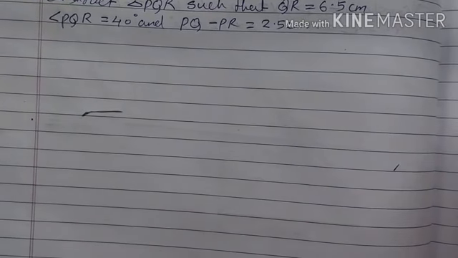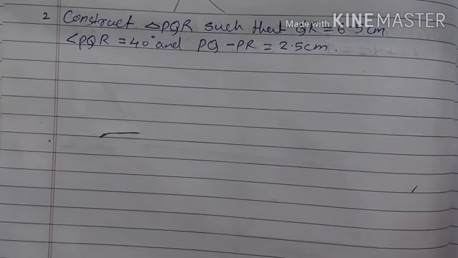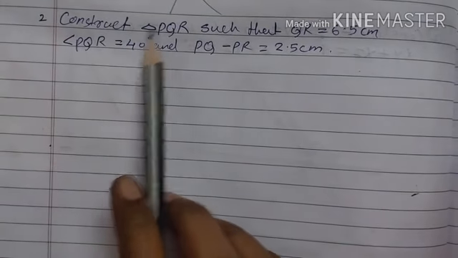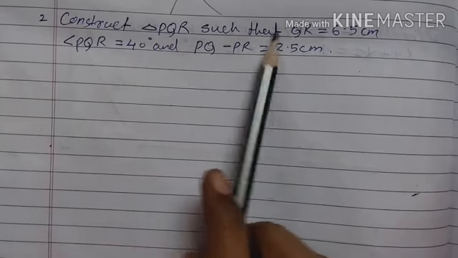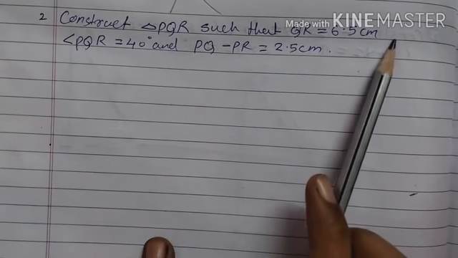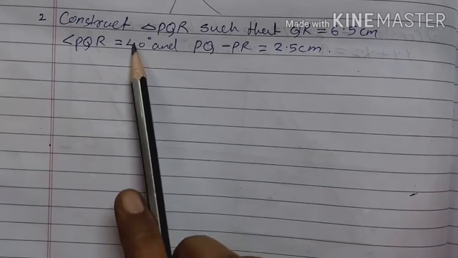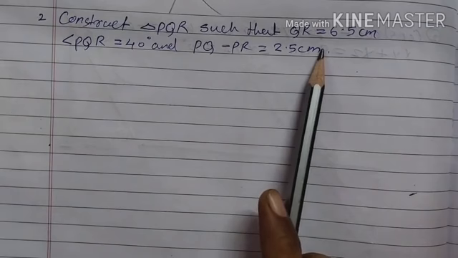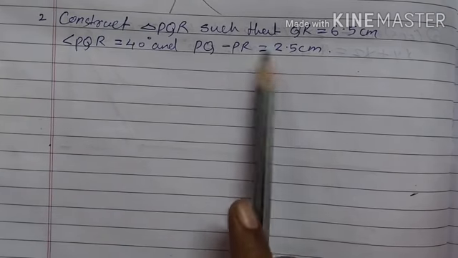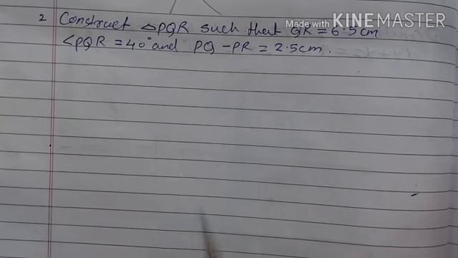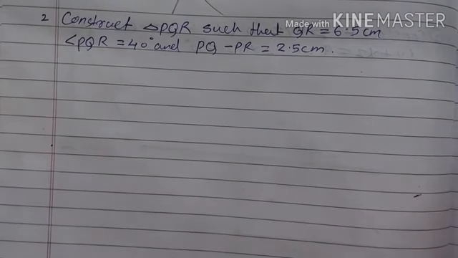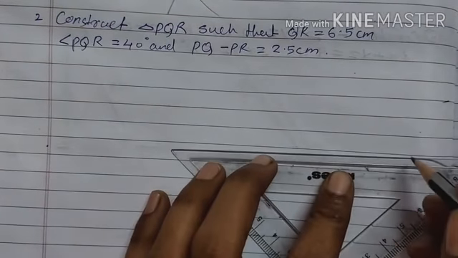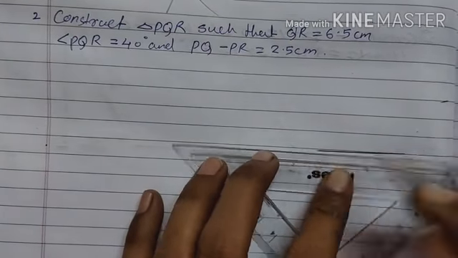Now question number 2 of exercise or practice set 4.2. Construct triangle PQR such that QR is 6.5 centimeter and angle PQR is 40 degree and difference of two sides, that means PQ minus PR is 2.5 centimeter. Again here base, length of base is given, one angle and the difference between the two sides are given, and we have to construct the triangle. So first of all, draw a rough figure of this triangle PQR.